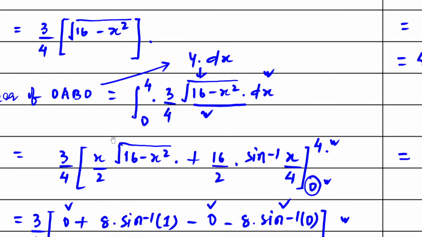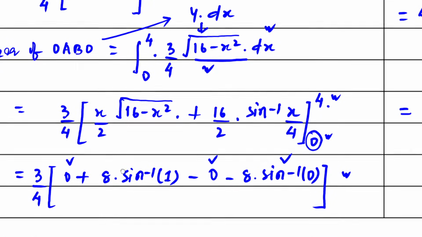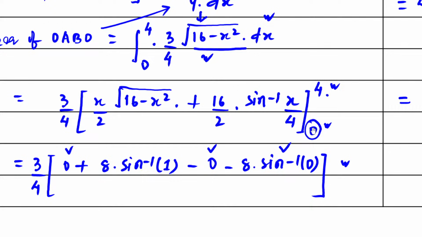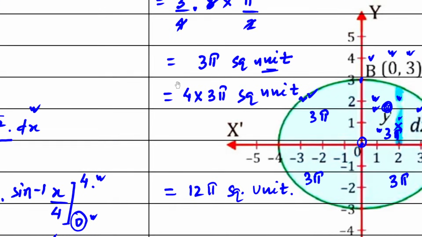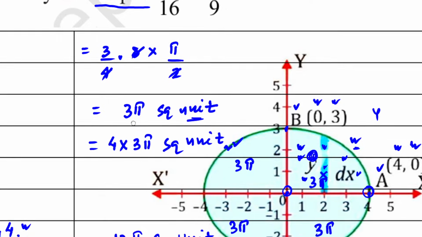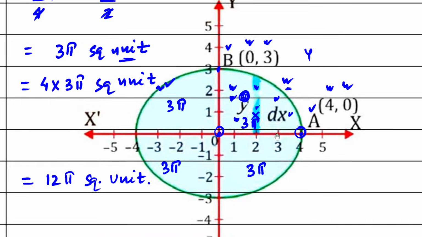Therefore I have written 3 by 4, and the integration of this one is x by 2 root of a square minus x square plus a square by 2 into sine inverse x by a, from 0 to 4. After putting the value of lower limit and higher limit and a simple calculation, we get here 3π, which is the area of this part.